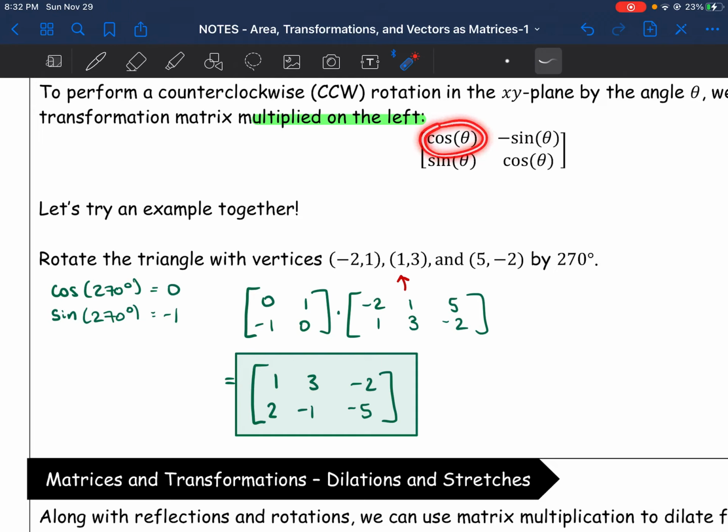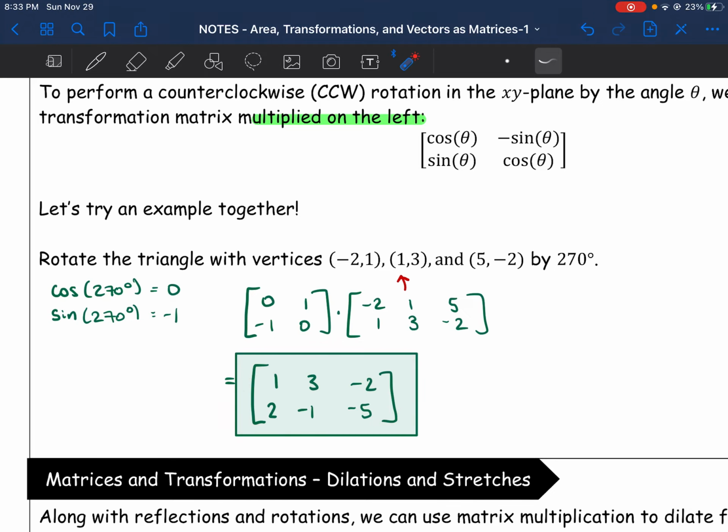So I went ahead and replaced these values here. The cosine of 270 is 0. The negative sine of 270 is -1, which is +1. The sine of 270, -1. And the cosine of 270 again is 0. Multiplying it on the left by this triangle written as a matrix. So again, x values on top, corresponding y values on the bottom. If we throw those into the Desmos matrix calculator, this is the result that we get.